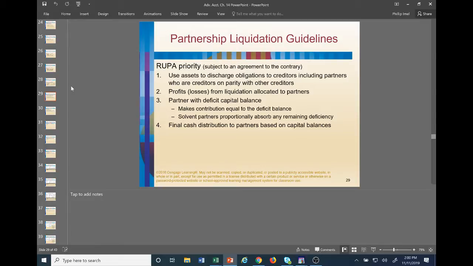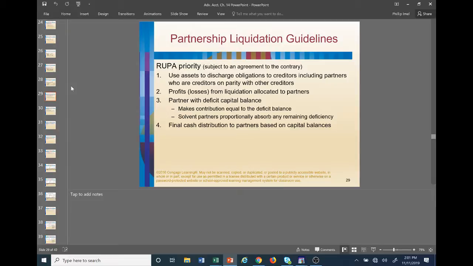The RUPA establishes rules governing the priority in which partnership assets are distributed to creditors and partners. Subject to any agreement to the contrary, the following sequence must be followed. Assets of the partnership must first be used to discharge obligations to creditors. Creditors include partners who are creditors on parity with other creditors. Profits and losses, including those resulting from the liquidation, must be allocated to the individual partners' accounts. Therefore, upon allocation, such profits or losses become part of a partner's capital balance.